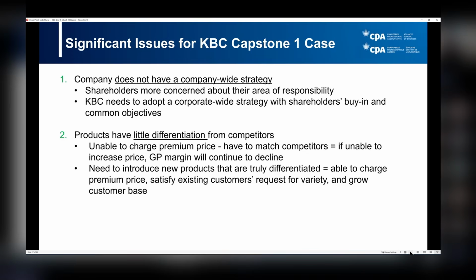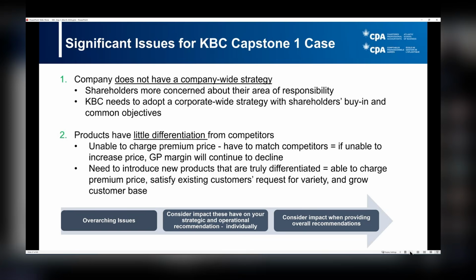And the products have little differentiation from their competitors. So they're unable to charge a premium price. They have to match competitors' pricing, which means gross profit margin is going to continue to decline. So what do they need to do? They need to introduce new products that are truly differentiated. So when they're looking at the options, you need to pay very close attention and priority to options that are going to differentiate the products so that they are able to charge premium prices, satisfy their existing customers' request for variety, and to grow the customer base.